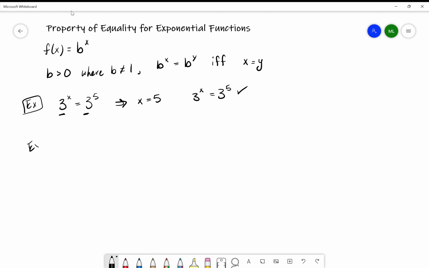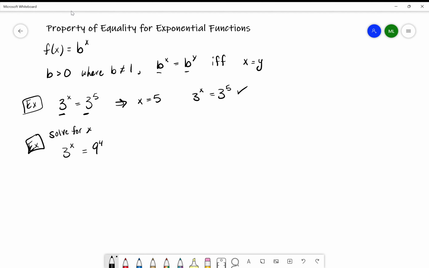Okay, so now let's look at a more complicated example. Well, slightly harder, I guess. So let's say you have 3 to the power of x, and this is equal to 9 to the power of 4, and they're saying solve for x. You use the property of equality, that big fancy name, to solve for your exponential functions. But you don't have the same base. So remember from our property, they have to be the same base.